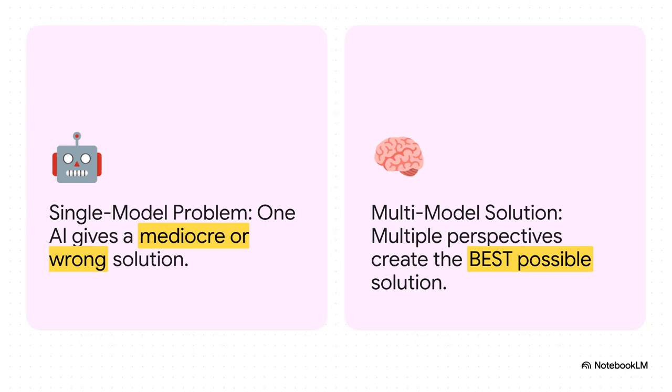So on the left, you've got the single model problem. You ask one AI and you might get a decent answer, or you might get a totally wrong one because of that model's specific blind spots. But look at the right. The multi-model solution is like having a whole team of specialized AI experts working on your problem. You ask multiple AIs the same question, and each one brings its own unique perspective to the table.